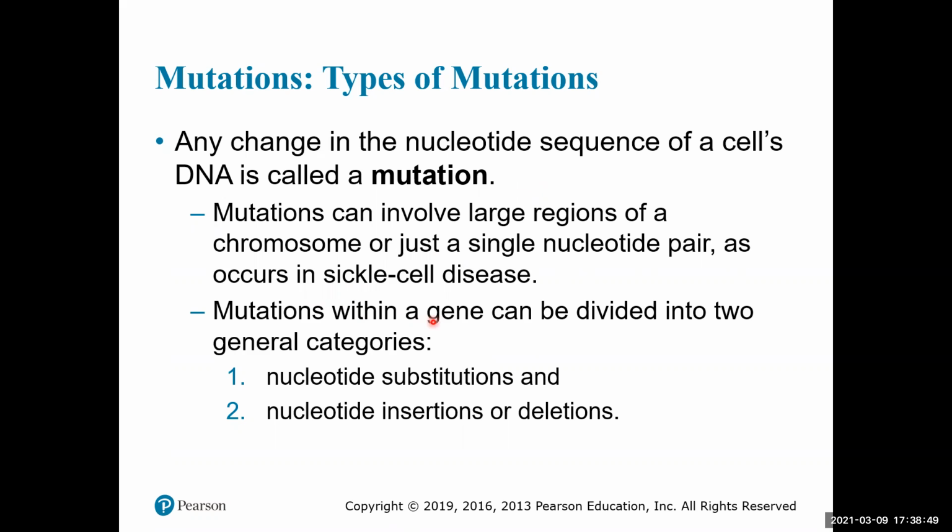Mutations within a gene can basically be divided into two general categories. You can have nucleotide substitutions, where you're switching specific nucleotides, or you can insert a new nucleotide, or delete a previous nucleotide. And each of those processes could have very different effects on the resulting genetic sequence and the final protein amino acid sequence that results from that initial genetic sequence.